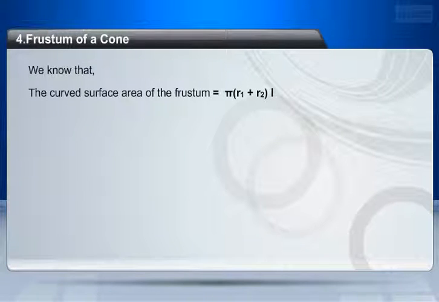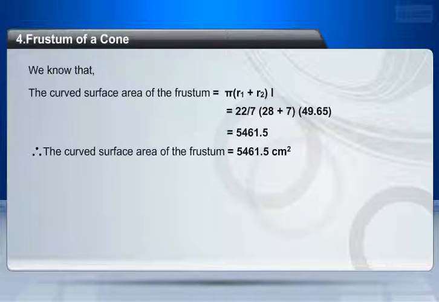We know that the curved surface area of the frustum can be calculated using the formula π (r1 + r2) L. On substituting r1 equals 28 centimeters, r2 equals 7 centimeters, and L equals 49.65 centimeters, we get 22/7 × (28 + 7) × 49.65. This is equal to 5,461.5 centimeters square. Therefore, the curved surface area of the frustum equals 5,461.5 centimeters square.